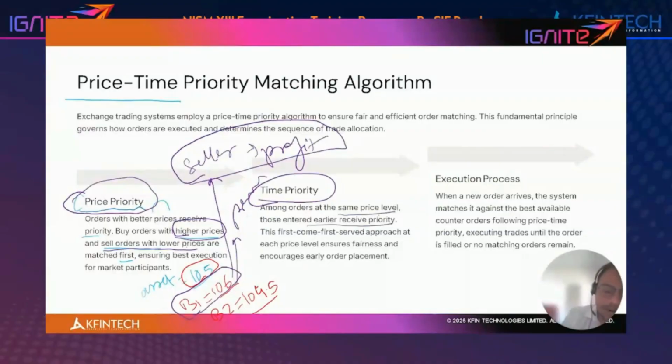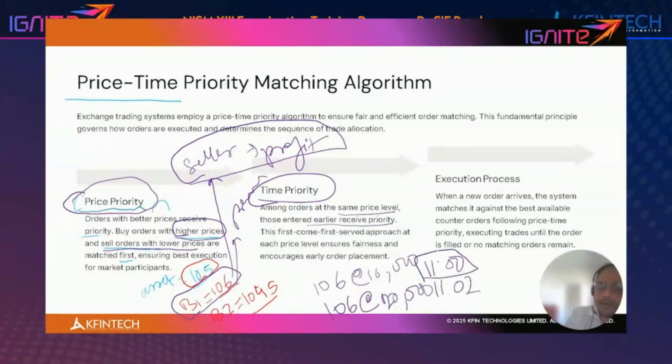That means I put an order of 106 at the rate 10,000 at 11 a.m. and then I put 106 at the rate 20,000 at 11:02 a.m. This will get executed first.